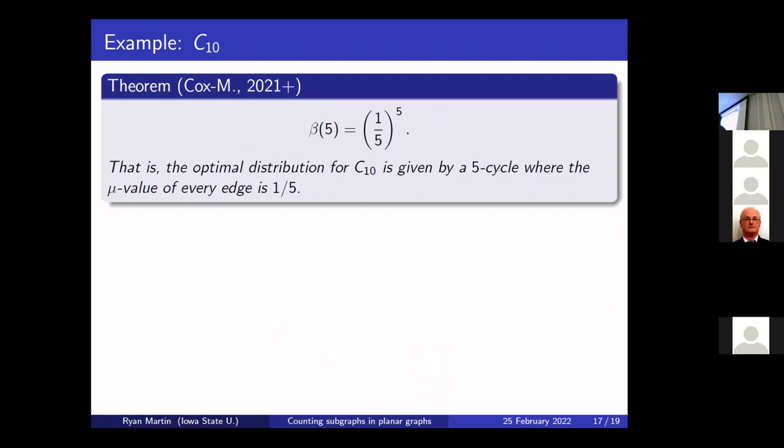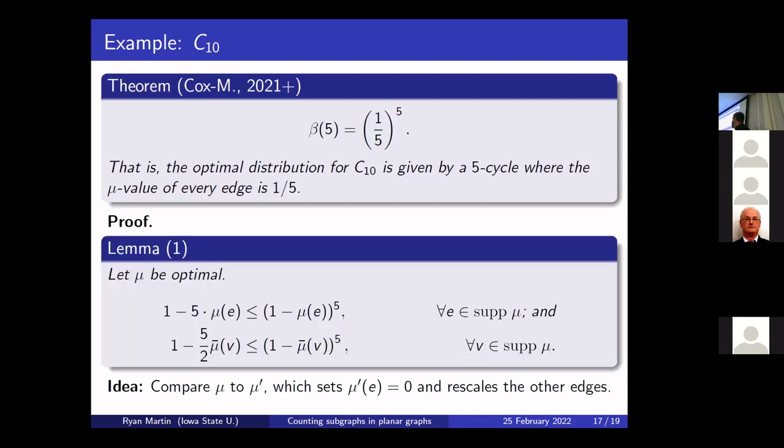Okay, so for C10, we did actually go through some of this. So maybe I'll just give you a flavor of what's going on. What we proved was that the optimal distribution for C10 is given by a 5 cycle where the mu value of every edge is 1/5. And if mu is optimal, the Karush-Kuhn-Tucker conditions end up giving us 2 inequalities here.